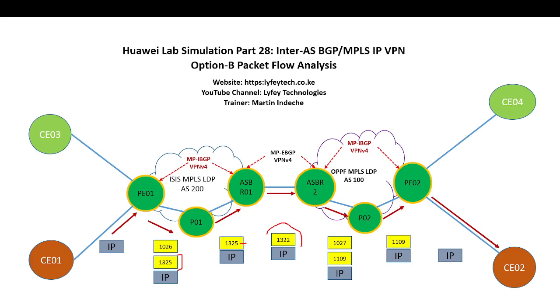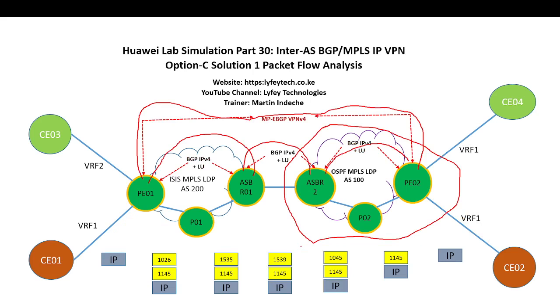So it's very easy to have an end-to-end tunnel with option C implementation, which is not the case with option B. So when we go back to our option C, you can see that we have an IP packet coming in from C01. So he sends an IP packet to PE01. PE01 receives an IP packet from C01, and then it assigns two labels. We have an inner label and an outer label.